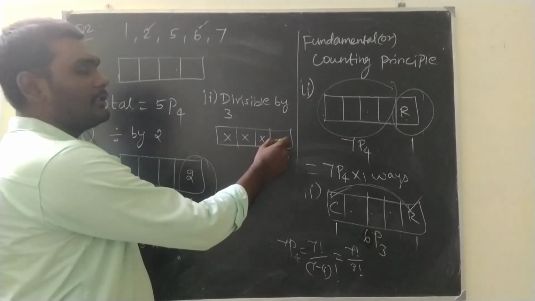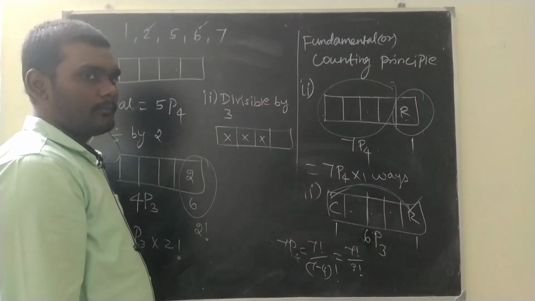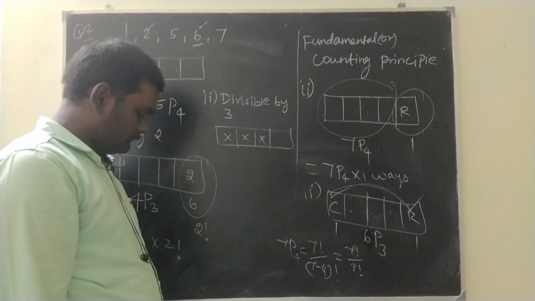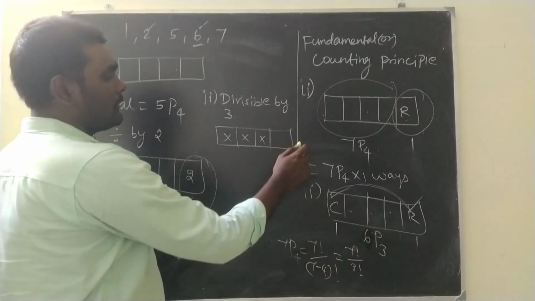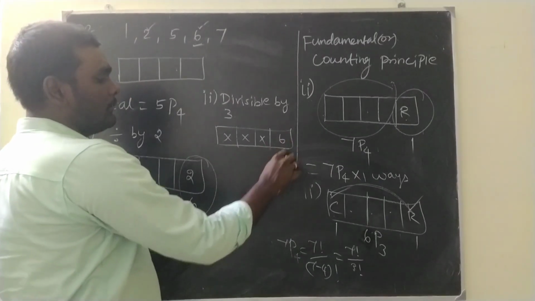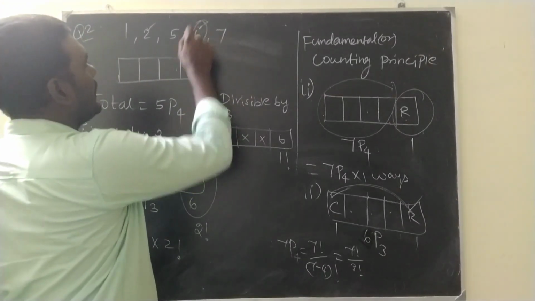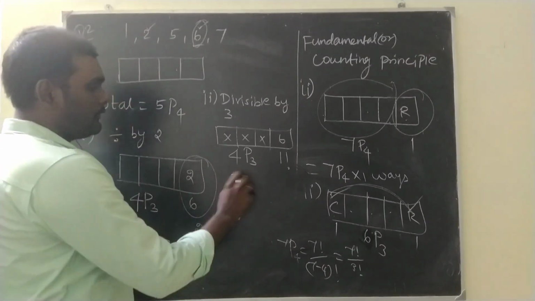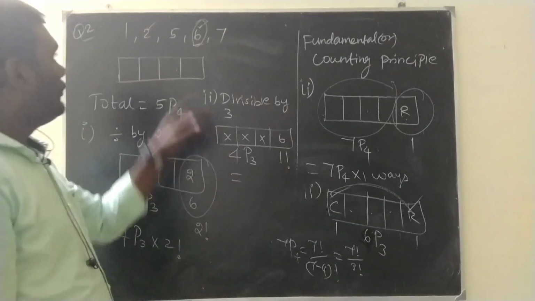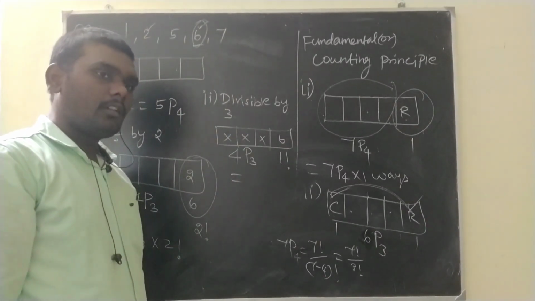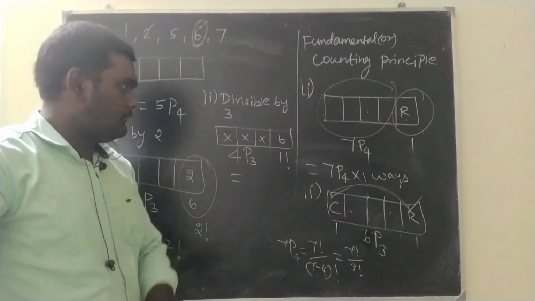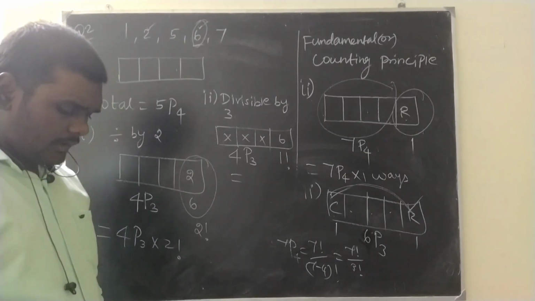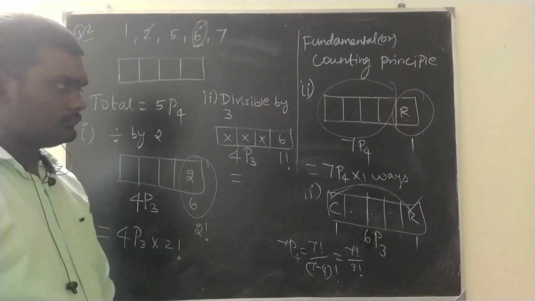These 3 numbers, no, first this last box has how many chances? Only 6 is divisible by 3. So 6 means how many possible ways? One way. So this number is taken. Then 1, 2, 3, 4. 4p3. What is 4p3? From these 4 numbers we can choose any 3. 1, 2, 5, 7. How come 1, 2, 5, 7 will come? What is the final answer? 96.